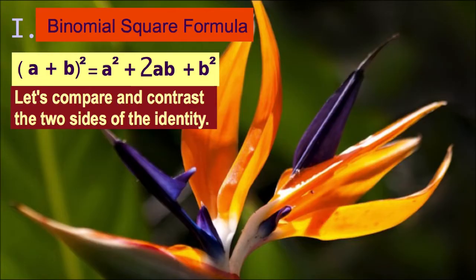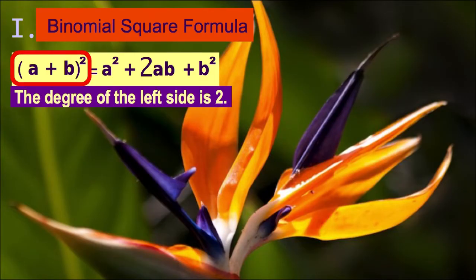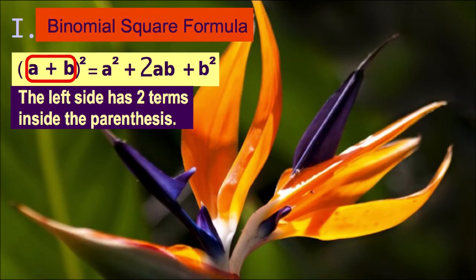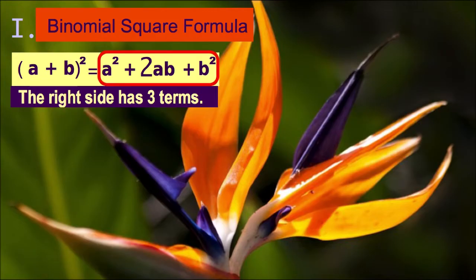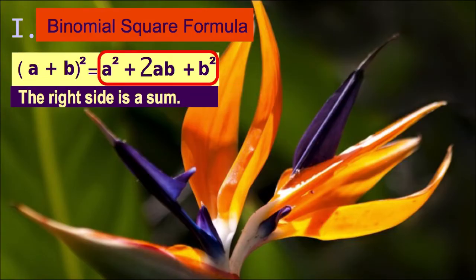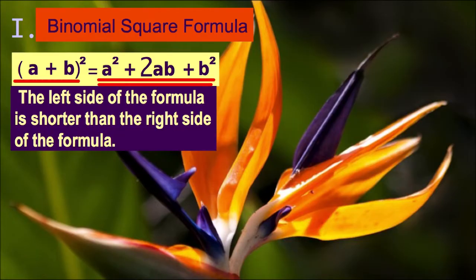Let's compare and contrast the two sides of the identity. The degree of the left side is 2, and the degree of each term on the right side is also 2. The left side has 2 terms inside of the parentheses, and the right side has 3 terms. The left side is a power product, while the right side is a sum. The left side of the formula is shorter than the right side of the formula.